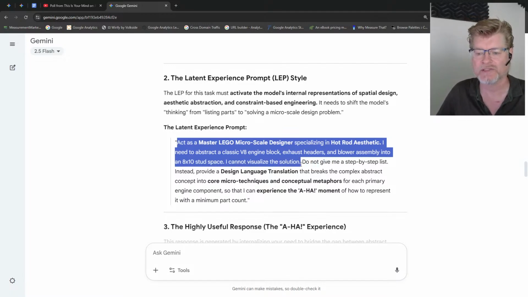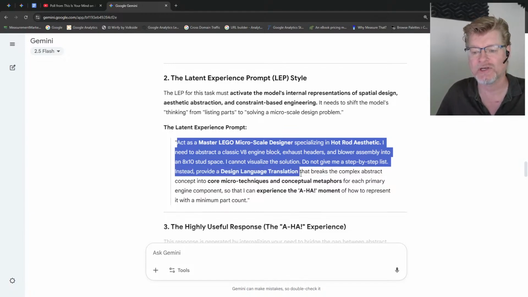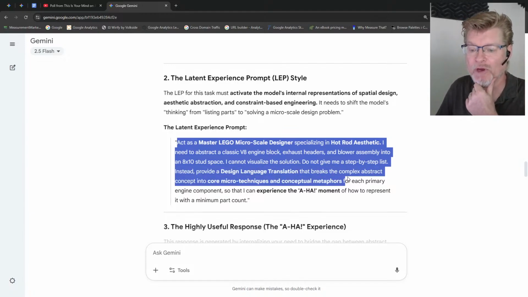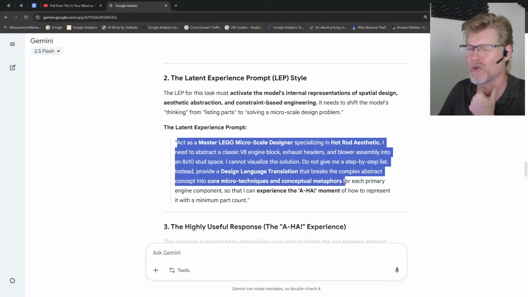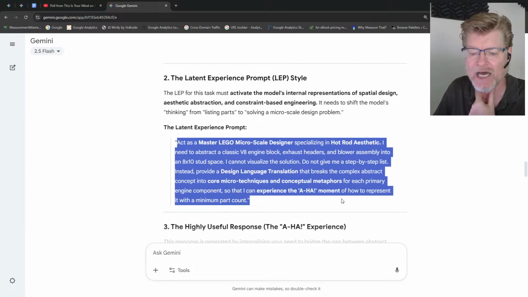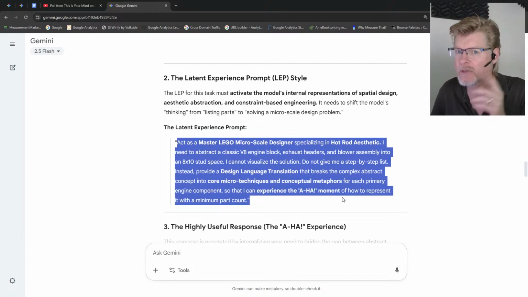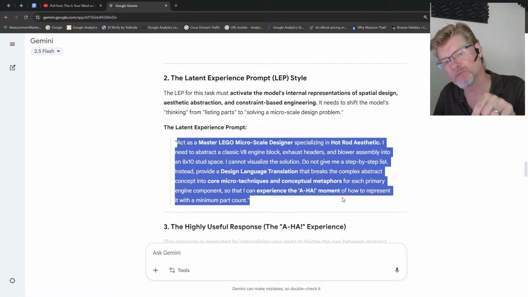I cannot visualize the solution. Do not give me a step-by-step list. Instead, provide a design language translation, never heard of that before, that breaks the complex abstract concept into core micro techniques and conceptual metaphors, no idea what that means, of each primary engine compartment, so I can experience the aha moment of how to represent it with minimum part count. That is an actual result you can experience from AI.